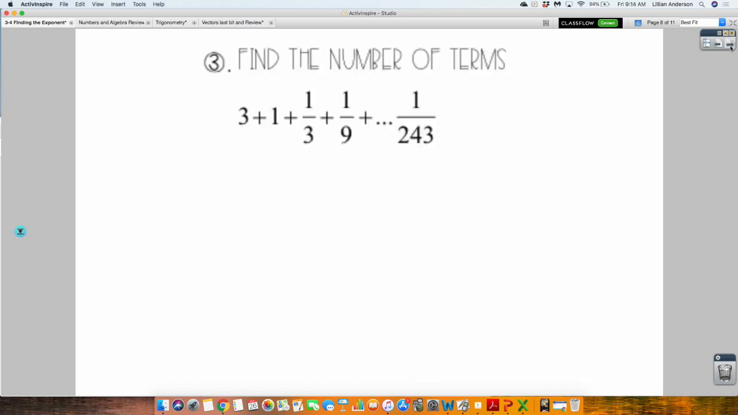Now the last example from the 3-5 foldable says 3 plus 1 plus 1/3 plus 1/9 plus ... 1 over 243. So we're going to use the same formula of a sub n equals a sub 1 times r to the n minus 1, and we're going to plug in everything. We're trying to figure out what term 1 over 243 is. So we're going to set that equal to our first term, which is 3, times our common ratio. Remember, you can find this out by doing your second term divided by your first term, and that's going to give you a 1/3. Then that's going to be raised to the n minus 1.